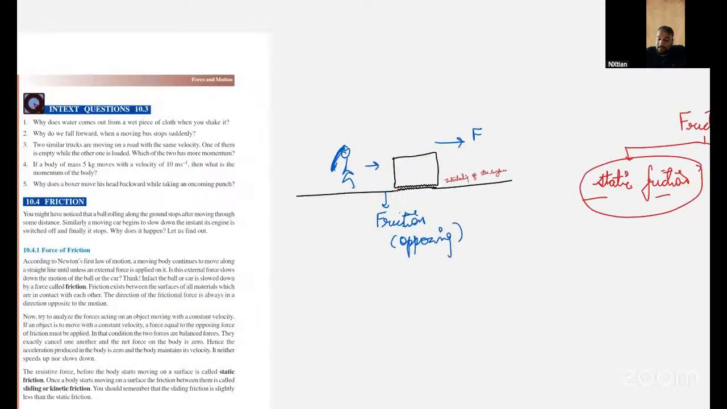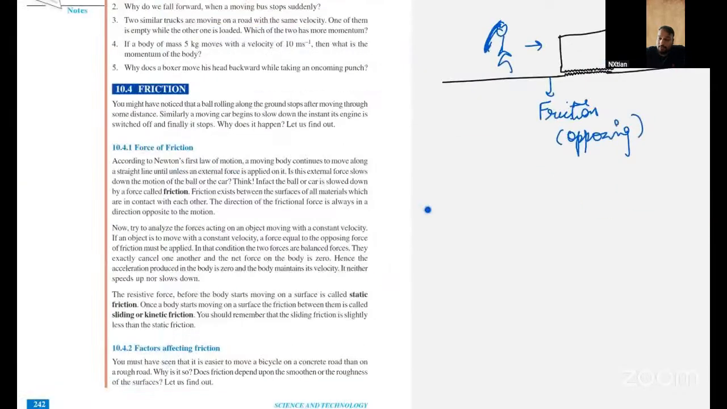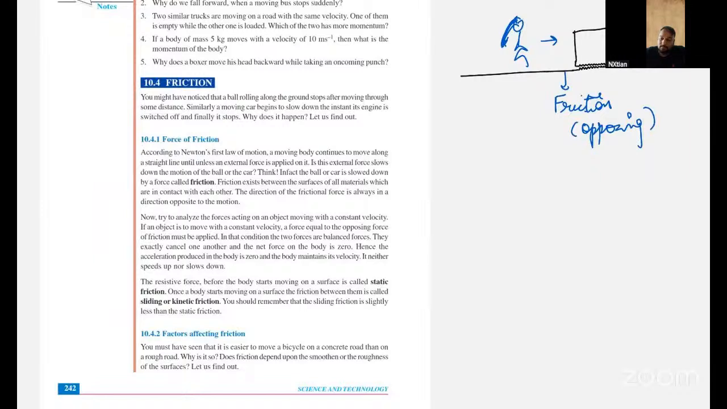So now we will read this friction part. So Reena, can you read this please from friction?